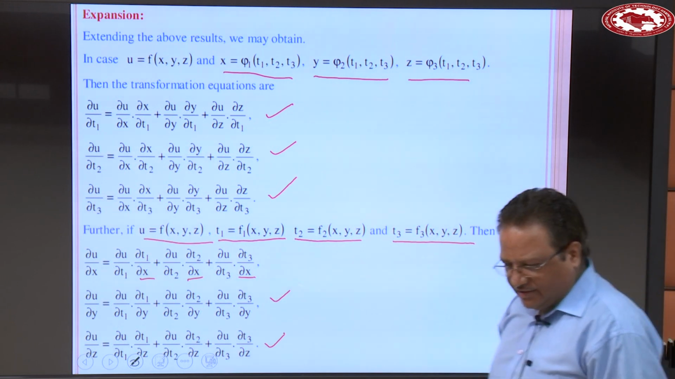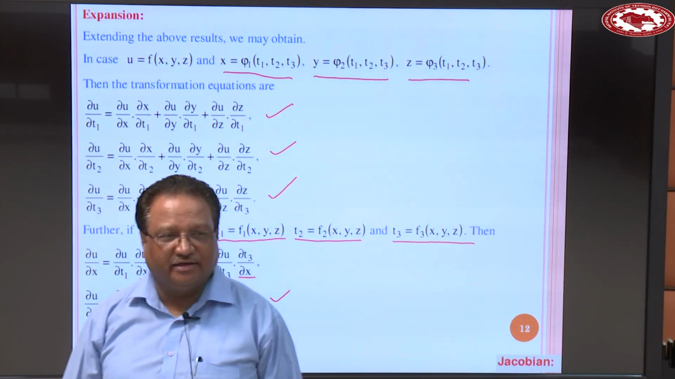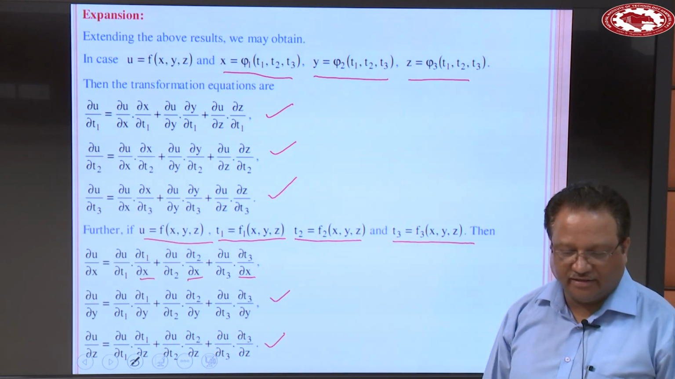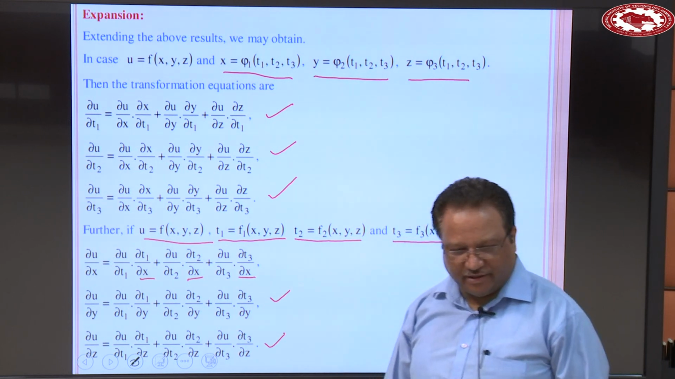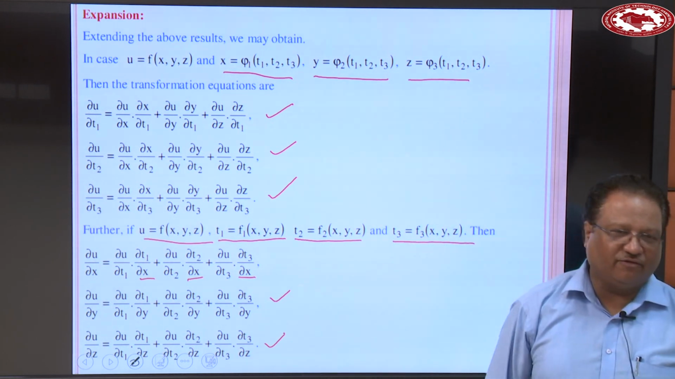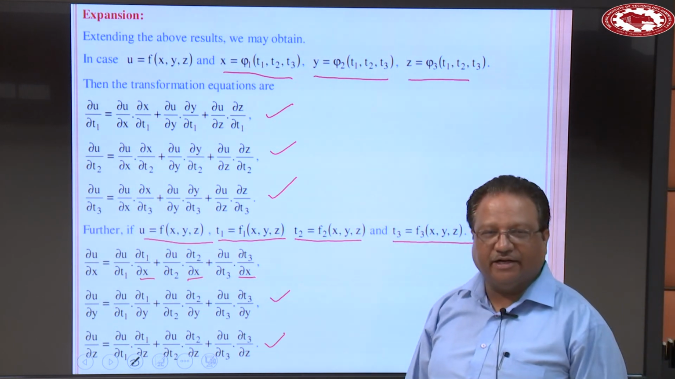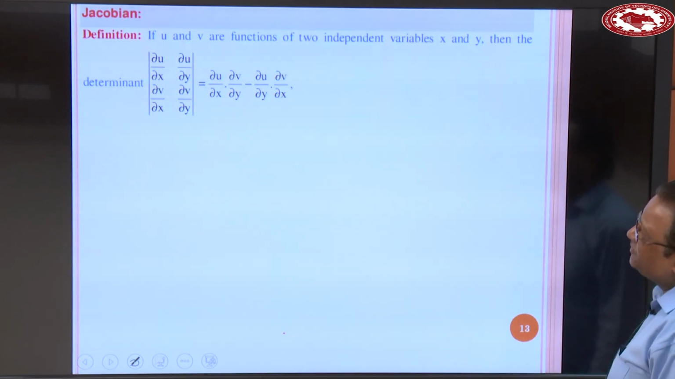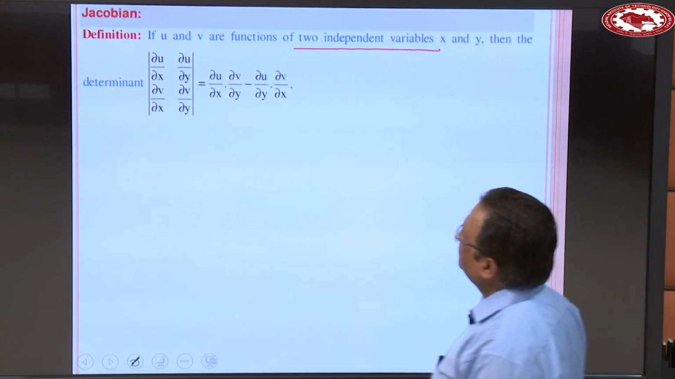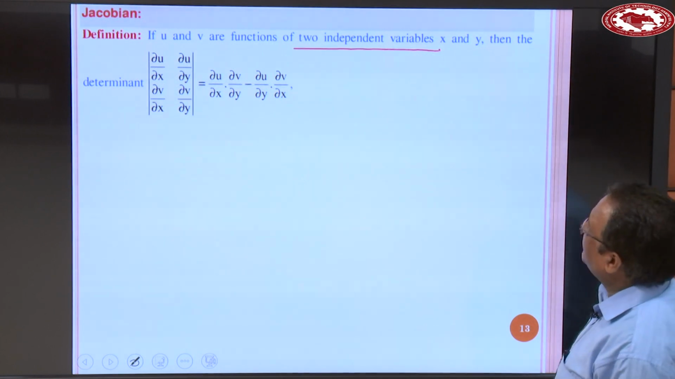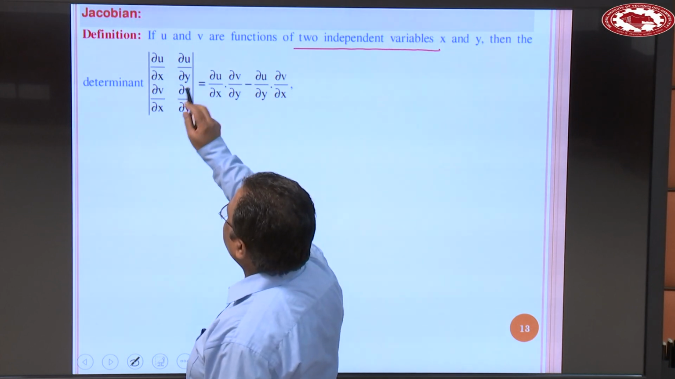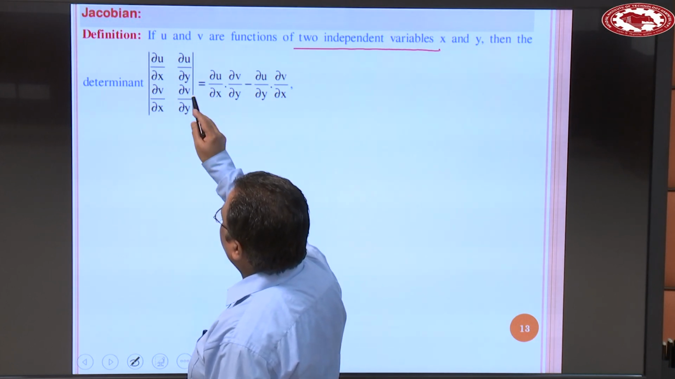Now, one last definition: what is Jacobian? This term is very, very important, and this definition is very, very important. The term Jacobian is frequently used during the evaluation of double integral as well as triple integral problems. So, what is Jacobian? If u and v are functions of two independent variables x and y, then consider the determinant with rows ∂u/∂x, ∂u/∂y and ∂v/∂x, ∂v/∂y.